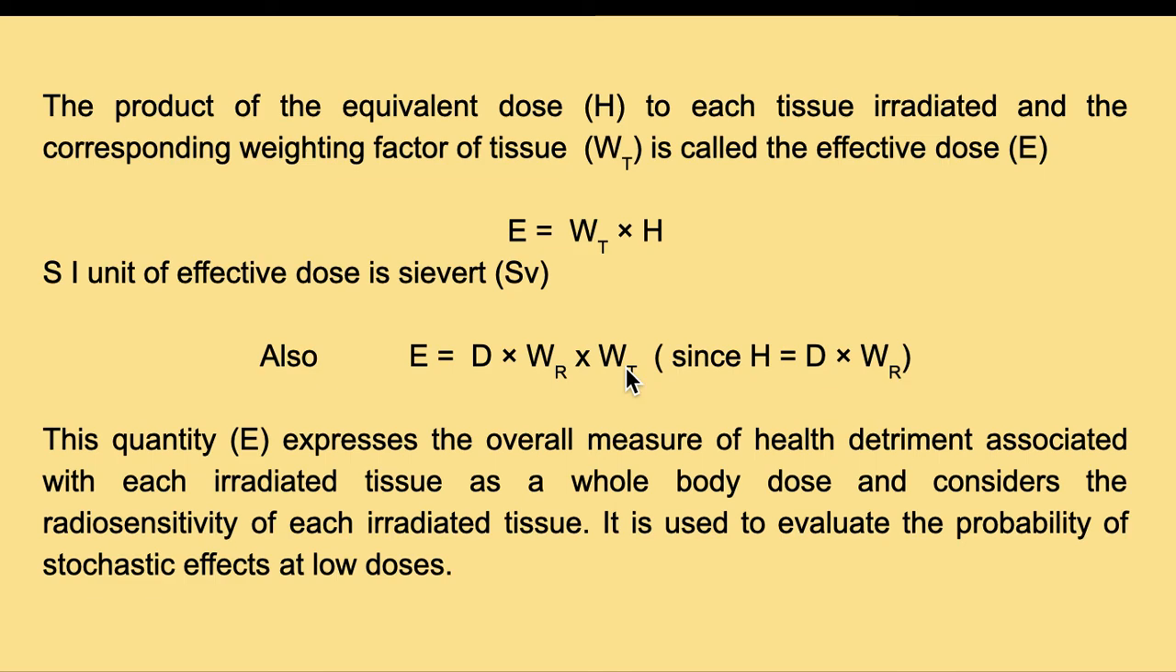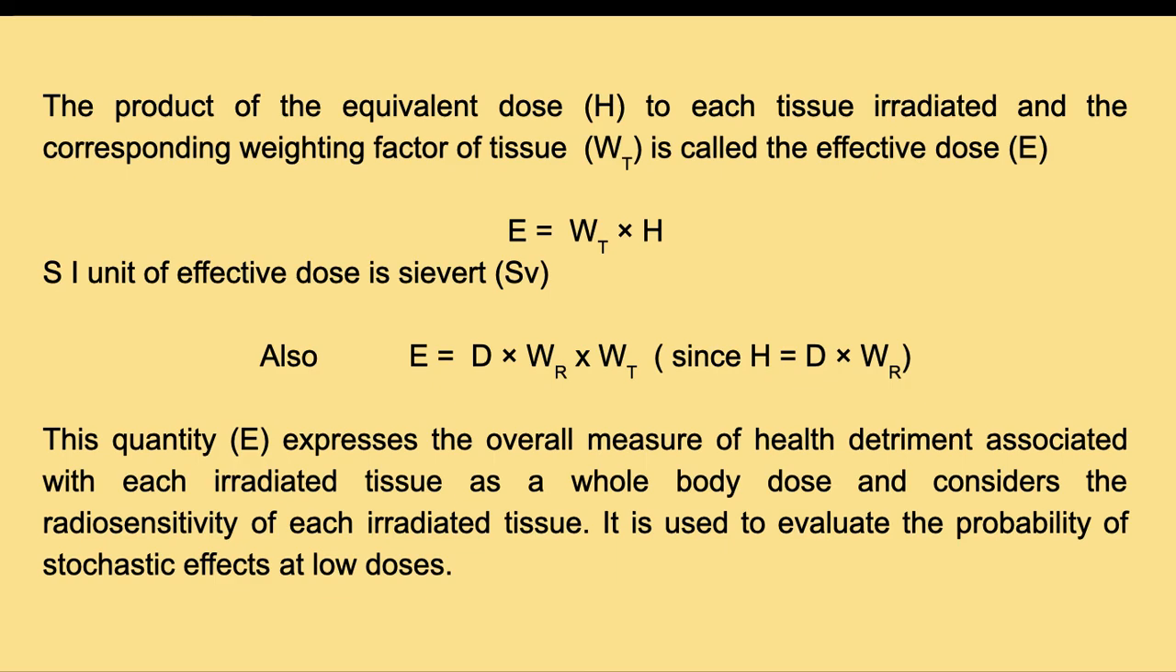And the quantity E expresses the overall measure of health detriment associated with each irradiated tissue as a whole body dose, and considers the radiosensitivity of each irradiated tissue. It is used to evaluate the probability of stochastic effects at low doses.